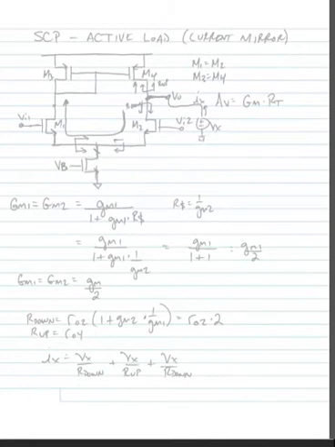Alright, so we've seen a source coupled pair, the large signal characteristic, and we see that the output current is proportional to a square root of the input voltage. What we're going to look at now is, what if we, instead of using a resistive load, used an active load? Specifically, we're going to use a current mirror load. So let's look at the following circuit.